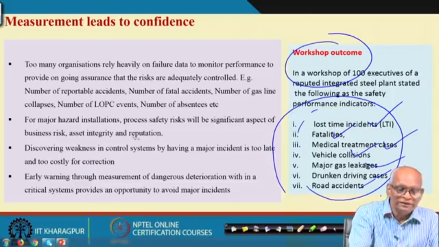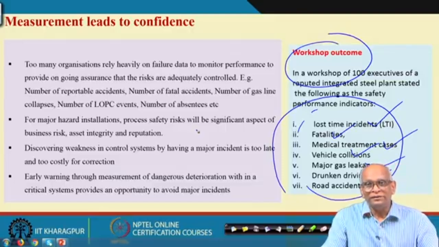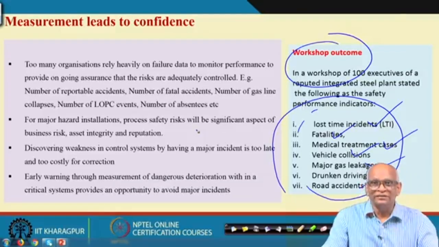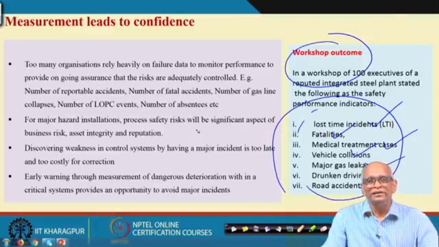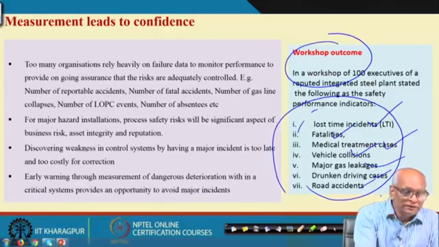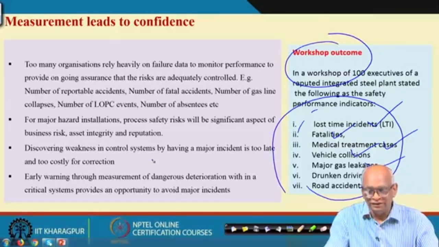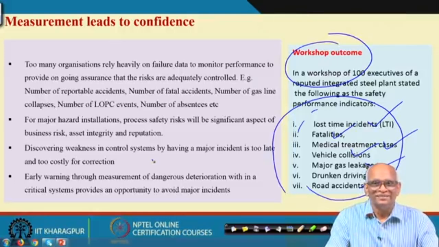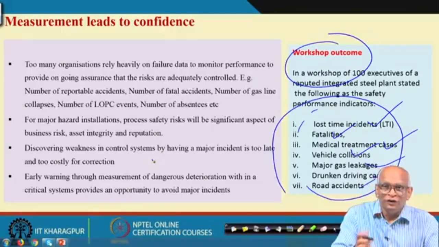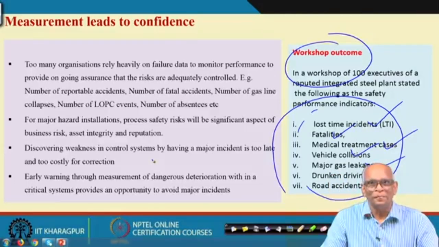For major hazard installations, process safety risk will be a significant aspect of business risk. In one organization, a major process incident happened after 100 years. Meanwhile, these people were thinking the processes were very, very good. Actually, they were not very good. Discovering weakness in the control systems by having a major incident is not good. If you feel my system is weak only after a major incident, it is not good.